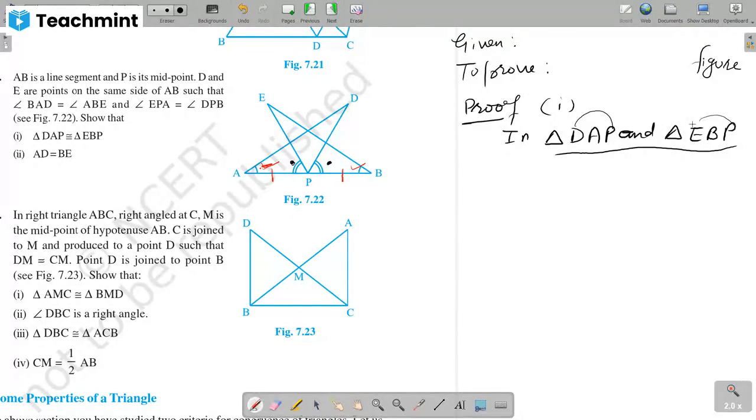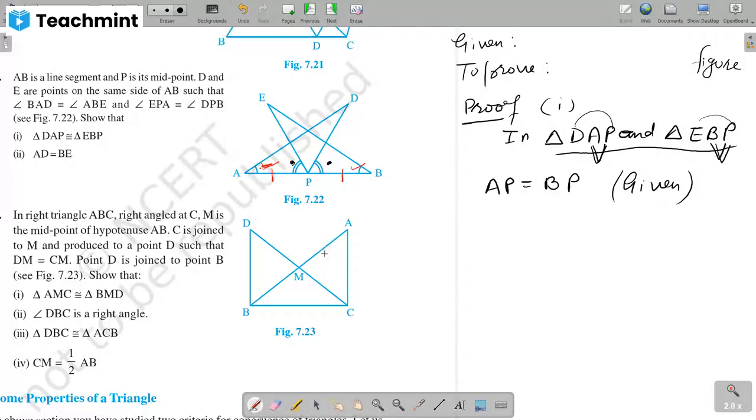But what is given? Here we are given the third side. AP and BP, they are equal. It is given in the question. So we will write AP is equal to BP. After considering the triangles, we will just try to find out which pairs of sides or angles are equal. There is no need to memorize. You just learn how to consider the correct triangles and find out which two sides and which two angles are equal, or given. It is given in the question.